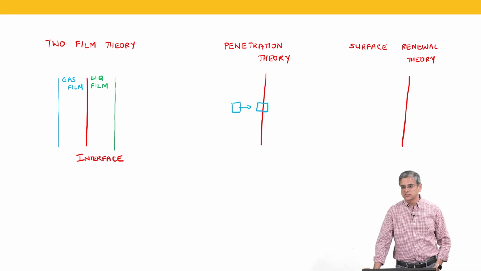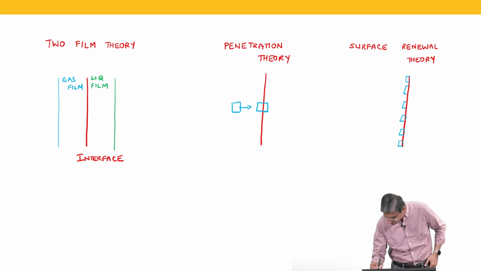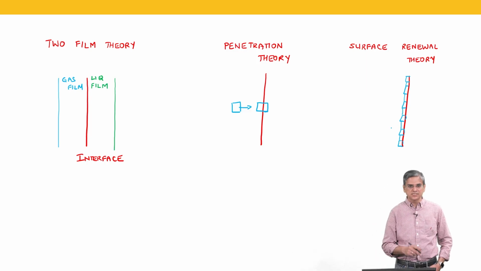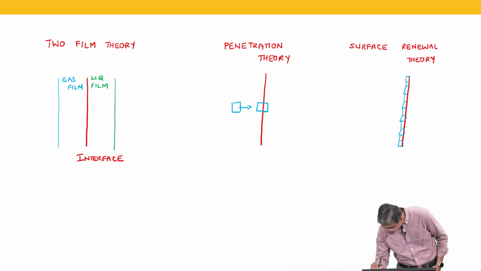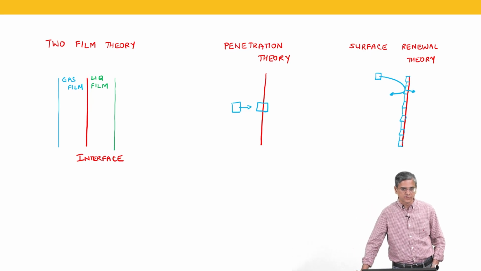Surface renewal theory basically says that there are packets of gas that are present all throughout, kind of like a film, you can say. As these gas packets get utilized, they get renewed by new gas packets that come in. Now, the implications of all of this are quite important and quite different.